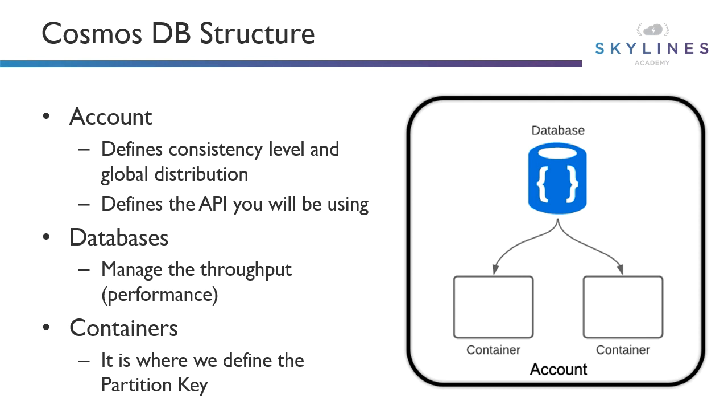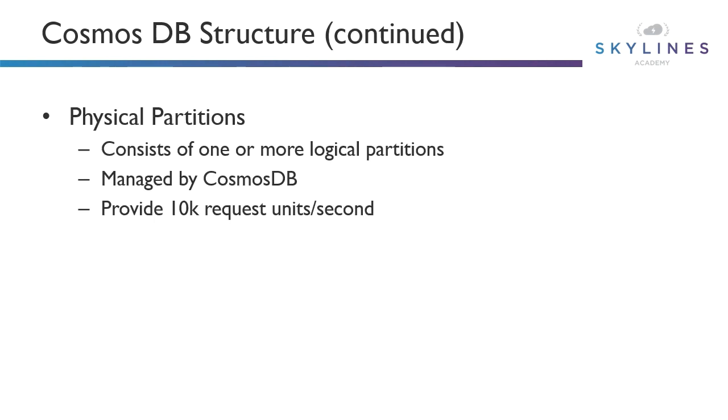We can see in the diagram how the account includes the databases and containers, and within the database you can hold one or more containers. Within a container, we then create our physical partitions. A physical partition consists of one or more logical partitions, which we'll talk about in a second. An important thing to note with the physical partition is that they have a limit of 10,000 RUs per second. This means if your application is under 10,000 RUs a second, typically you're going to have one physical partition. Once you go above that, then you need to have more than one partition.